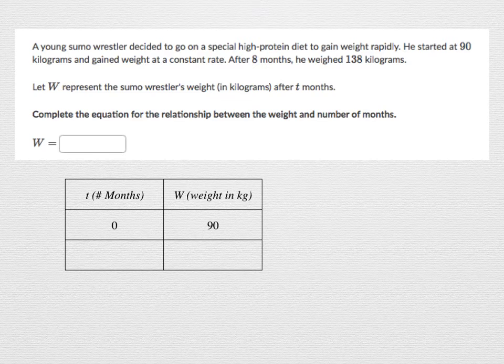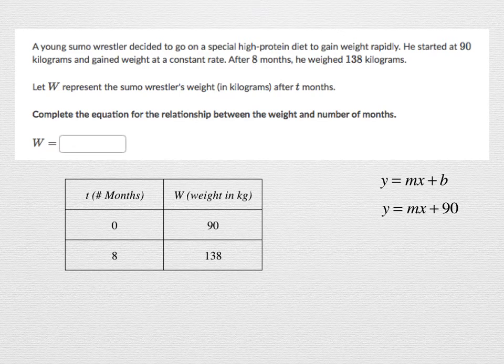What I don't know is how much weight he's gaining each month, but it tells me two things. One, that he is gaining weight at a constant rate, so I know it's some kind of a linear function, but also that after 8 months he weighed 138 kilograms. So when I think about my typical slope-intercept form, which is going to be a nice form to use here, y equals mx plus b, I do have my b. I have my initial value of 90 kilograms.